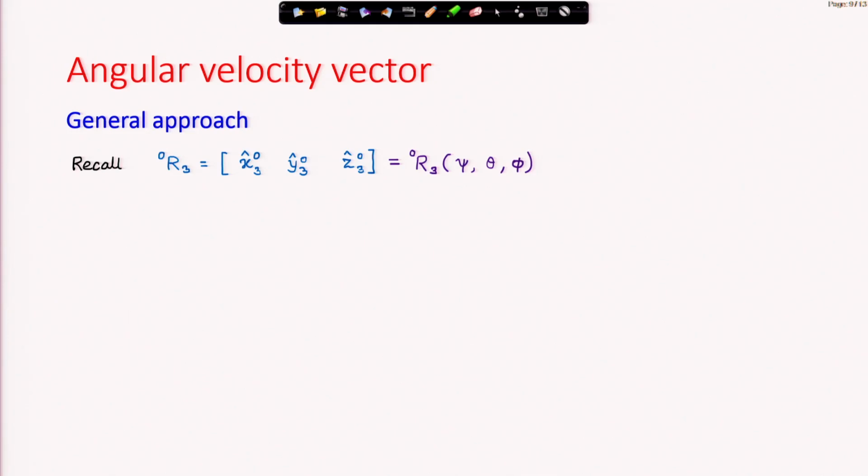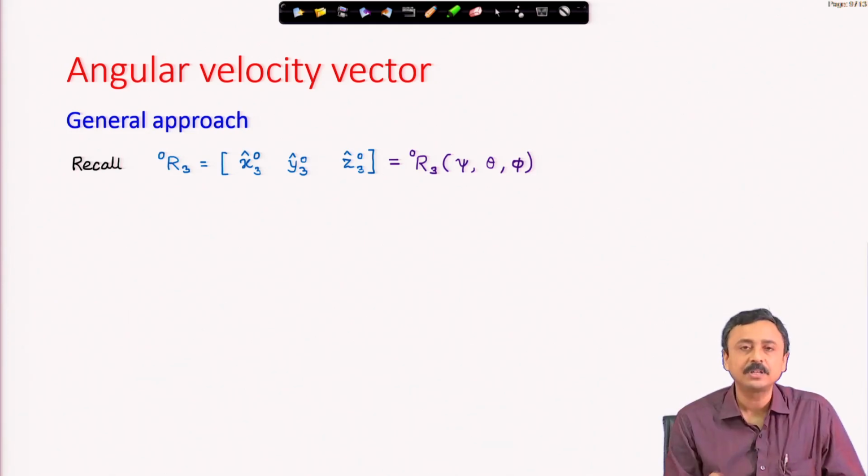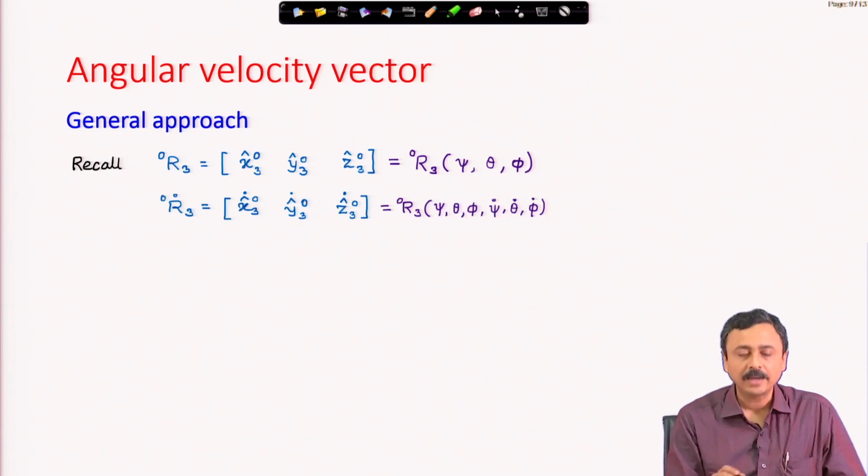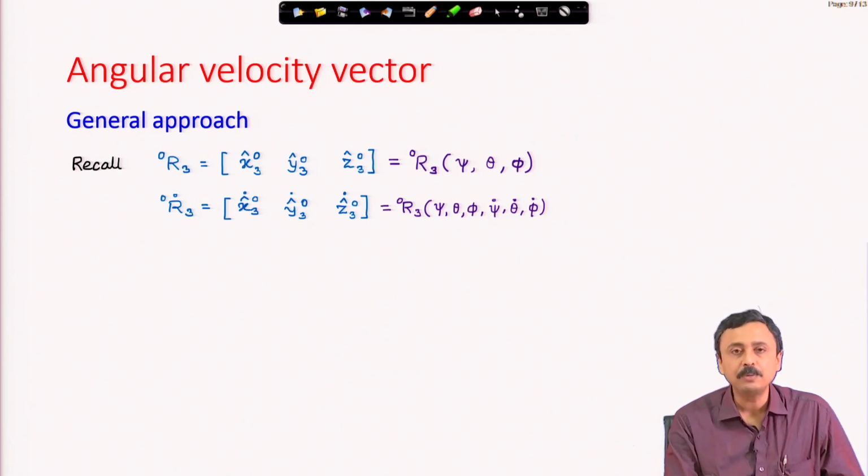We can have a general approach. Suppose we have the rotation matrix R from 3 to 0 in terms of psi, theta and phi. I take the time derivative of this matrix, that means the time derivative of individual components of this matrix, and it will involve psi, theta, phi, psi dot, theta dot, phi dot. And psi, theta, phi need not necessarily be yaw, pitch, roll, they can be any other Euler angle parameters, for example.